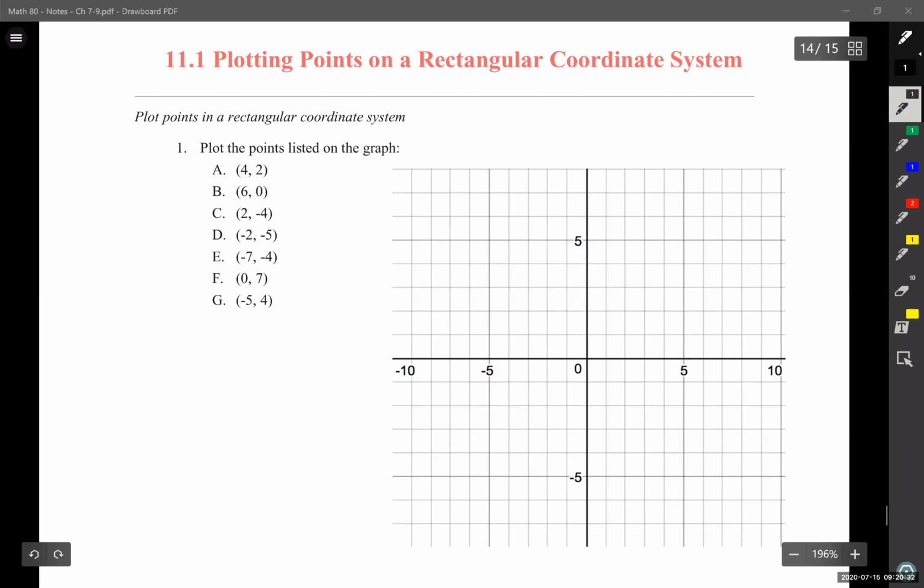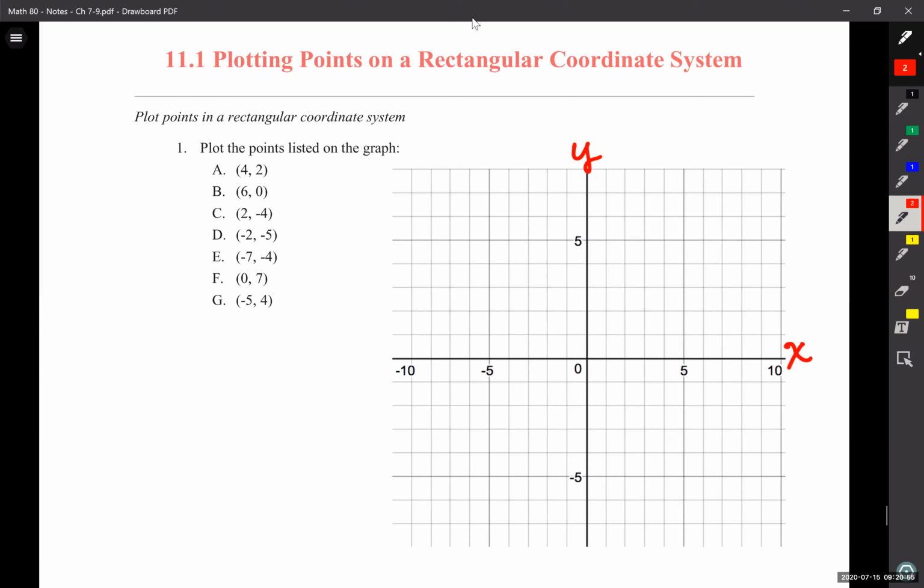So here is the 11.1 screen. You can see that this section is called plotting points on a rectangular coordinate system. So all this picture is a rectangular coordinate system. I want to label a few things before we get started. We have the x-axis, which goes horizontally, and the y-axis, which goes vertically. All of these points are written in the form (x, y). So the x coordinate is given first and the y coordinate is given second.